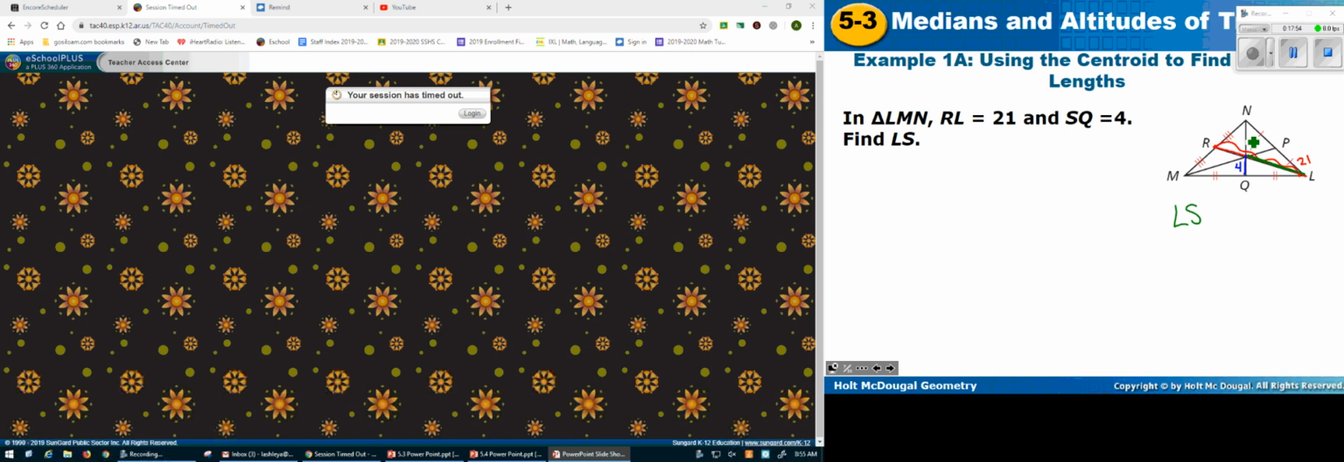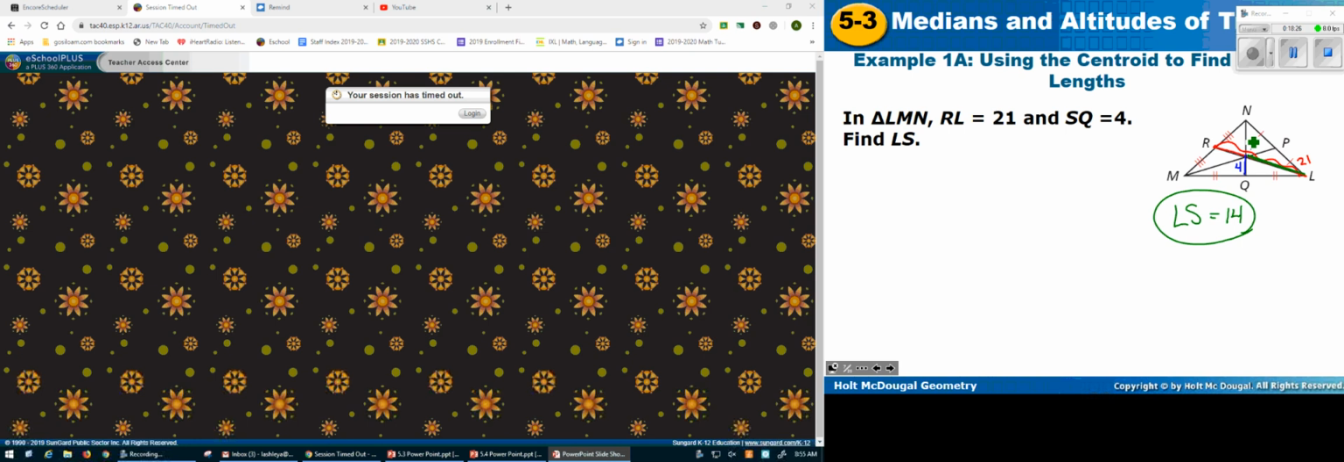2/3. So you can either just think about it in terms of fractions and numbers if you can do that really well, or you can write equations. And so I'm going to show you both ways. So if this is the 2/3 part, in my mind I think, okay, if 21 is the whole thing, and I divide that by what? 3, then 1/3 would be how much? 7. And if this is 2 of those thirds, then what should it be? 14. So if you can do that in your head, then you can just say LS is 14.